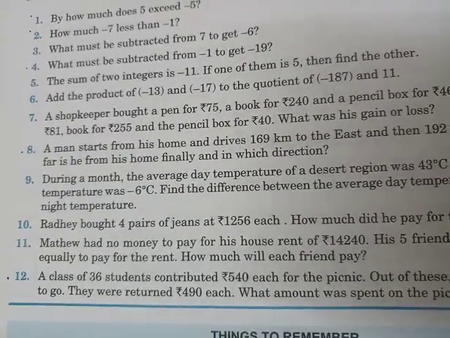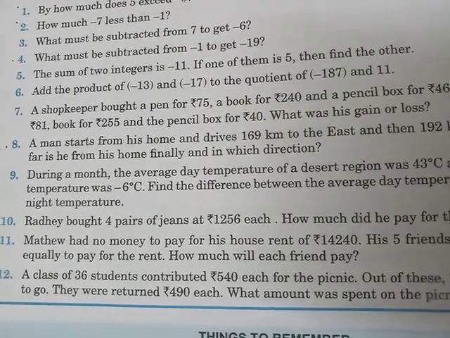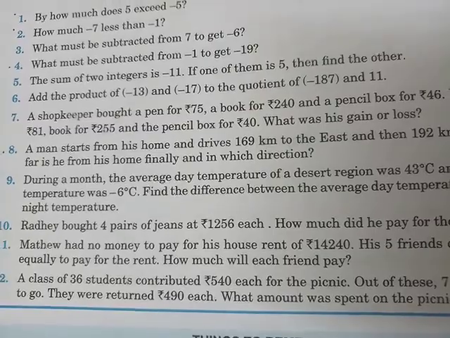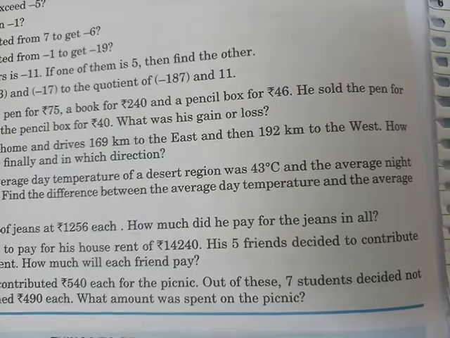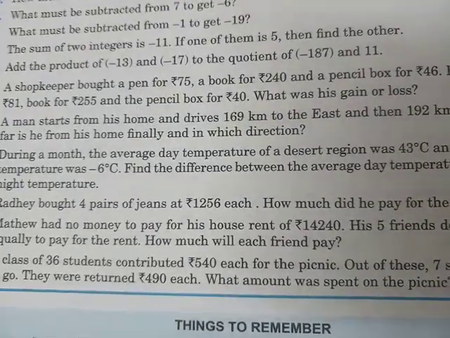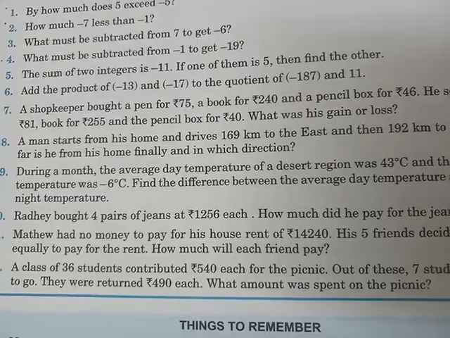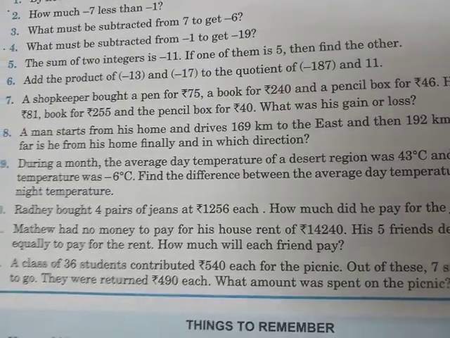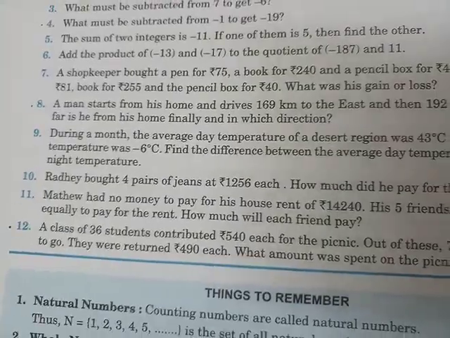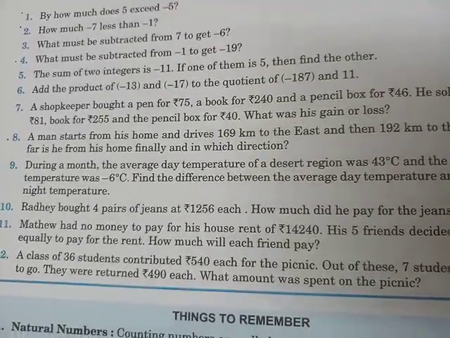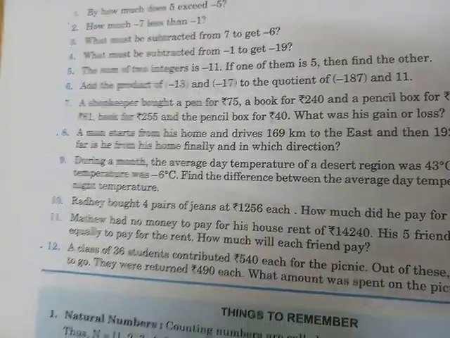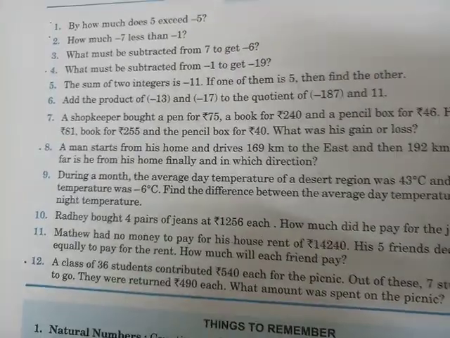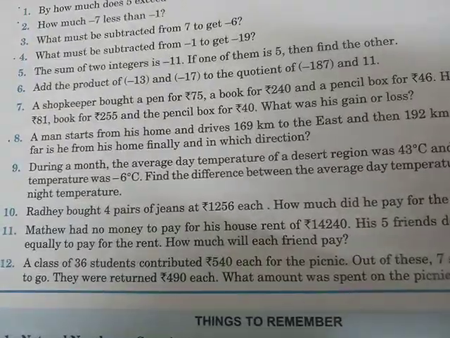So I discuss question number 8 now. A man starts from his home and drives 169 km to the east and then 190 km to the west. How far is he from his home finally, and in which direction? Firstly, in our notebook, we'll make the directions, and then according to the question, we'll draw the figure. First we'll draw the figure and then we'll solve it. Question number 8, I solve.